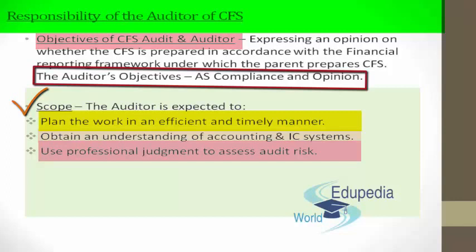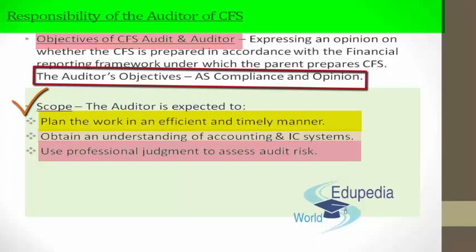So what are the objectives of the CFS auditor? One, to express the opinion whether the consolidated financial statements are prepared in accordance with the financial reporting framework under which the parent prepares the CFS or not. The objective will be to check and satisfy the compliance of AS accounting standards, and finally to enable himself to express an opinion on the true and fair view which has been presented in the CFS.